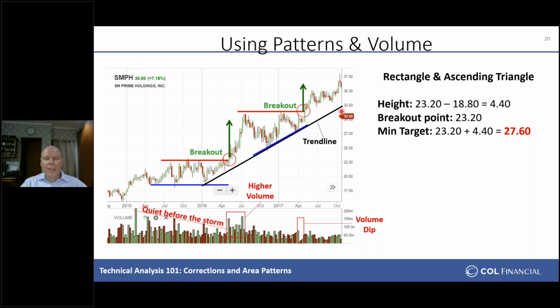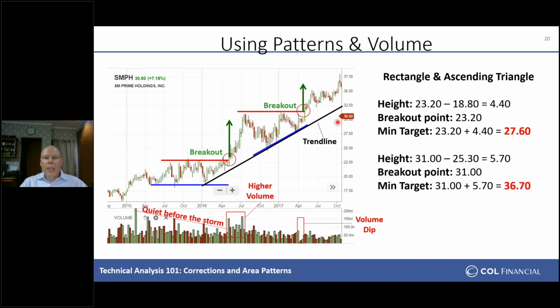Let's look into the second pattern. Here we have an ascending triangle. Let's measure the height. The flat top here was at 31 pesos. The low side of the range was at roughly 25 pesos and 30 cents. So let's get the height: 31 minus 25.30 is 5 pesos and 70 cents. The breakout price, the price that this went above resistance, was at 31 pesos, which is the high. So 31 plus 5.70, potential target, 36 pesos and 70 cents.